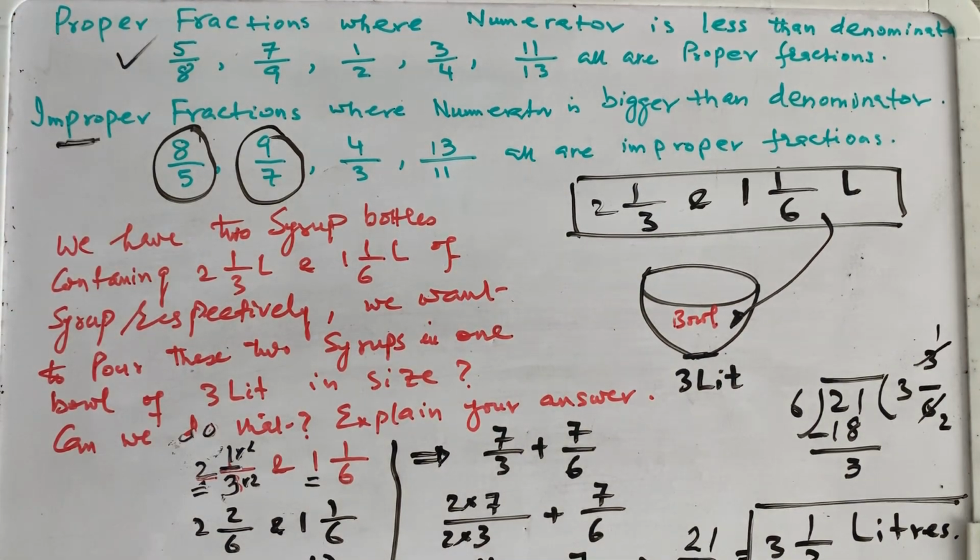So this was just an example to show you how fractions work, or how we can add two fractions. We will revise it one more time. There are three types of fractions: proper fraction, improper fraction, and mixed fraction.